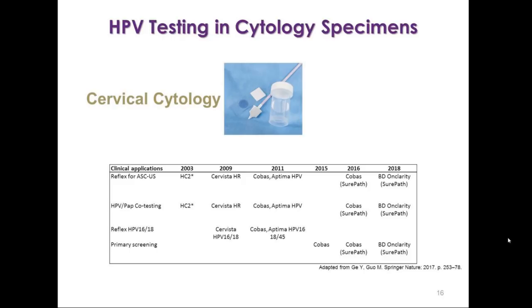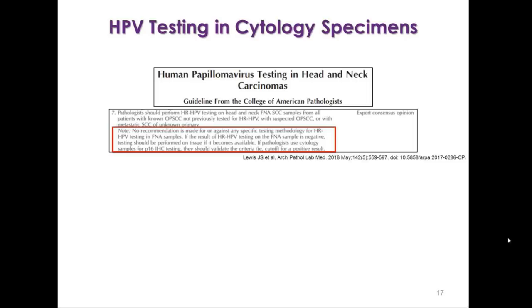What we have been doing for HPV in cervical cytology, you could likely take and utilize for HPV testing in other sites, for example, head and neck carcinomas. This is a guideline from the College of American Pathologists for HPV testing in head and neck cancers that came out in 2018. If you look at statement number 7, where they talk about cytology specimens, they say in the note that no recommendation was made for the specific testing methodology for HPV in FNA samples.